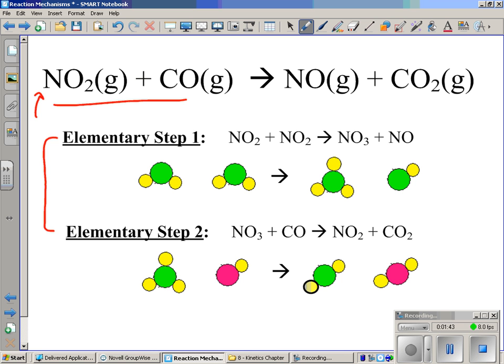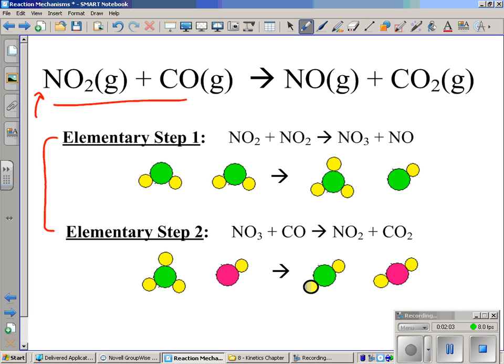So that's really what we're looking at here, is the fact that we're going to have steps to most reactions. Now some reactions take place just in one step, but most reactions have multiple steps. You're never going to have to figure out what the steps are. They're going to be given to you. You just have to know what to do with them, really, and how to analyze those steps.